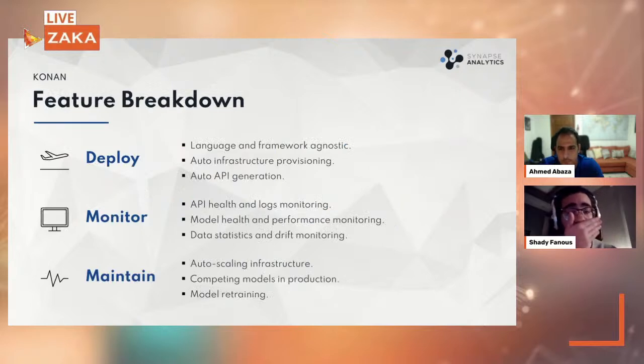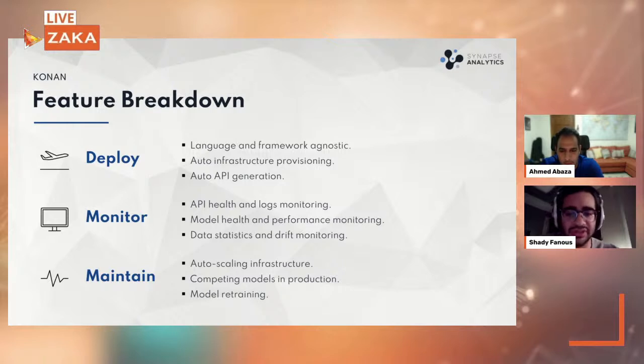So let's talk about Konan for a little bit. Like I said, MLOps consists of three main pillars: deployment, monitoring, and maintenance. What we're focusing on in Konan is the post-deployment part. We believe that data scientists are the best when it comes to creating models. So what we're trying to do with Konan is enable data scientists, who already have a very good knowledge base of model creation, to deploy them seamlessly as well.